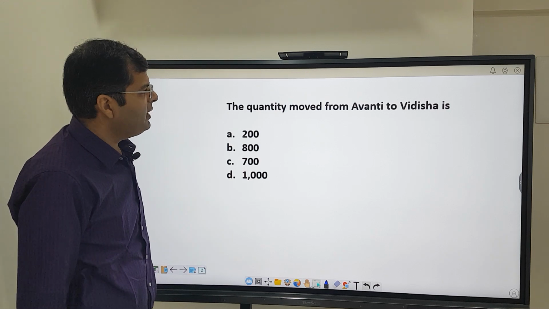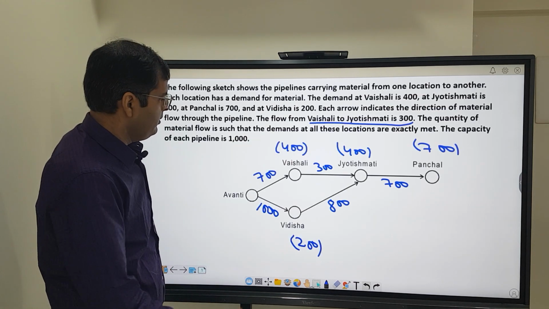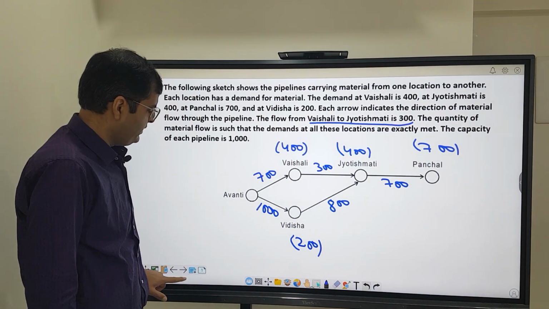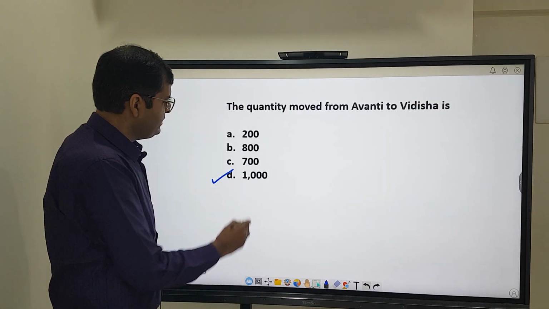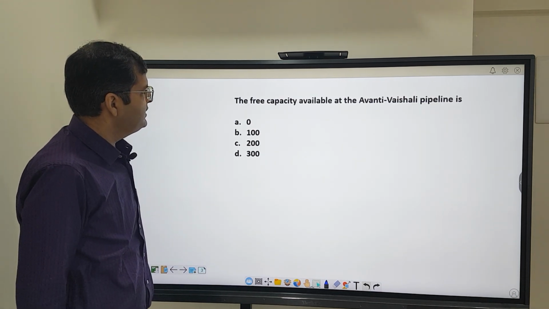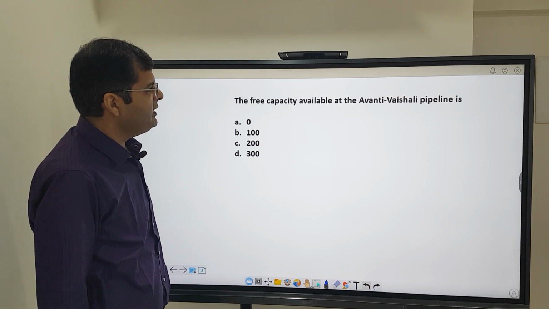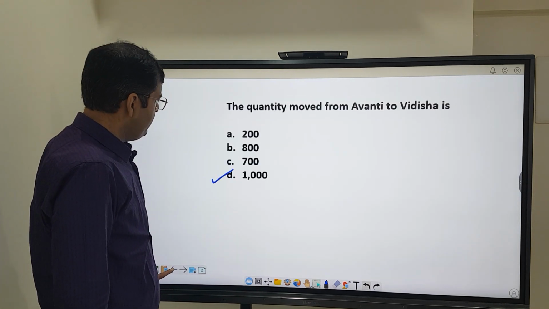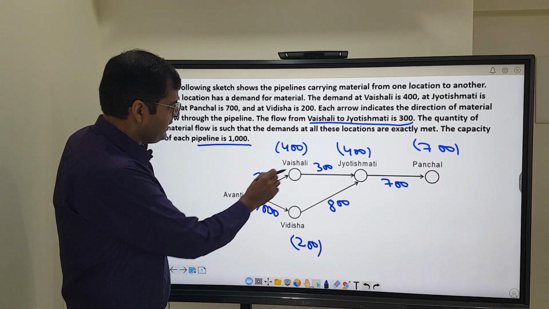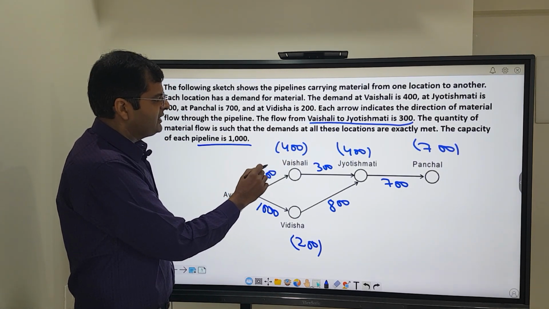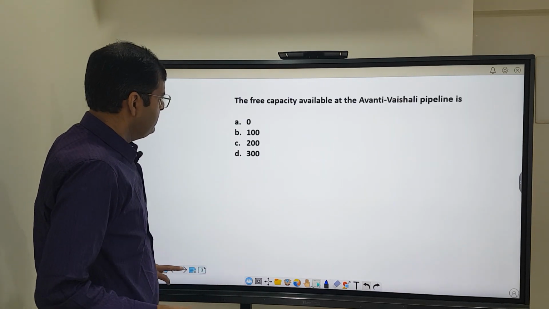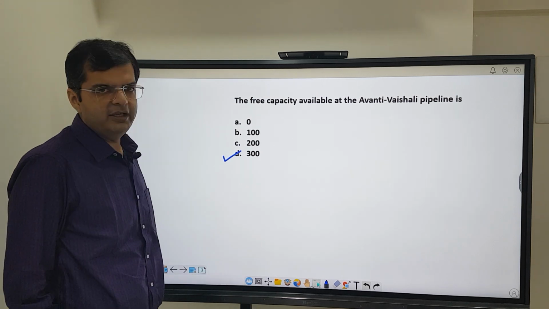The quantity moved from Avanti to Vidisha: 1000 quantity moves from Avanti to Vidisha. So answer option D, 1000, is the correct answer here. Okay. We'll look at the next question. It says, the free capacity available in the Avanti Vaishali pipeline. We have been given that the total capacity is 1000. So for Avanti Vaishali, 700 is being transferred. So free is 300, which is 1000 minus 700. So 300 is free, which is answer option D.